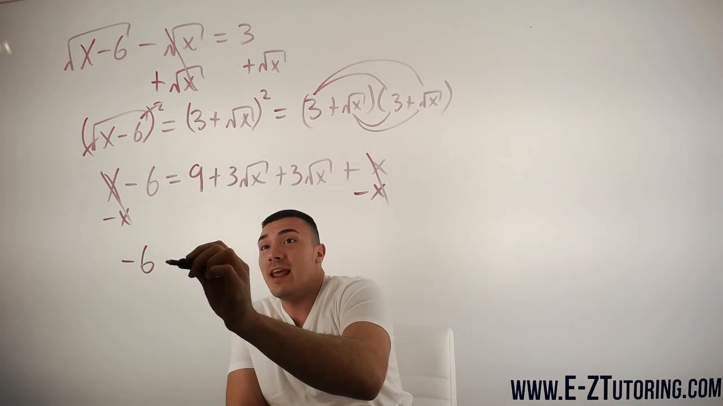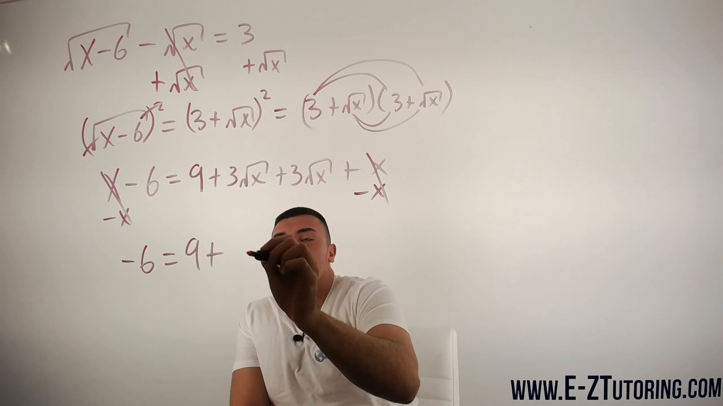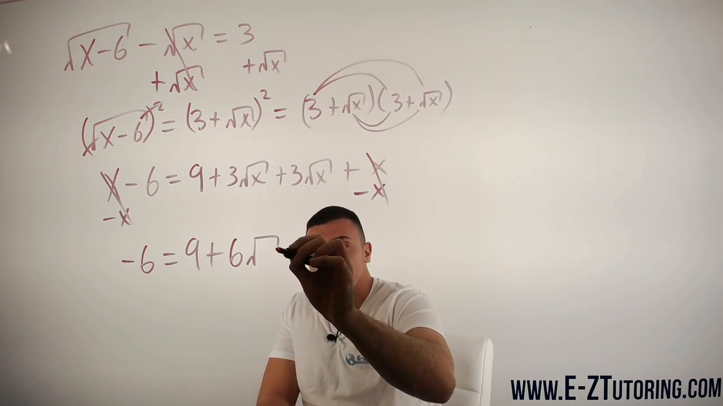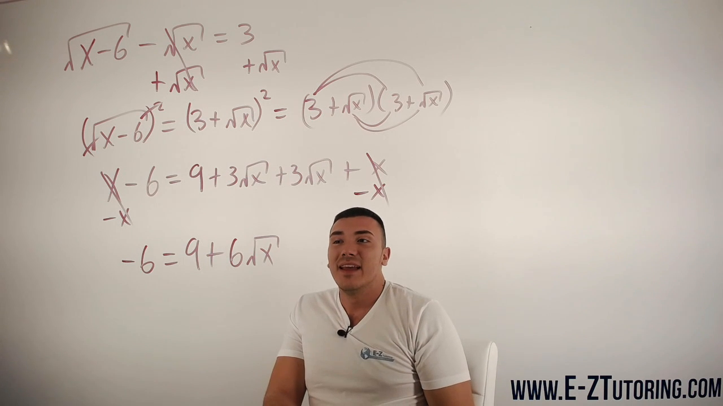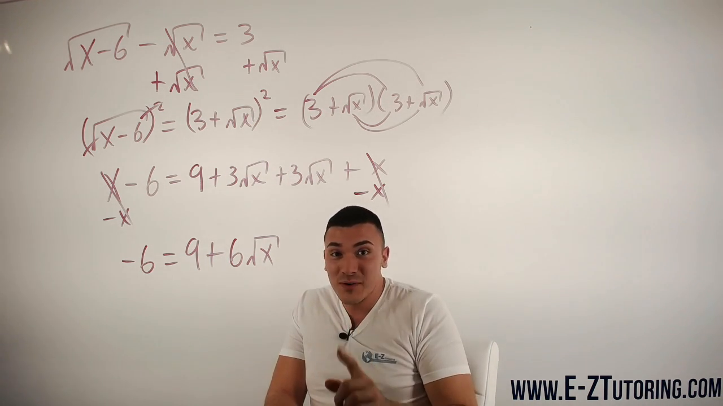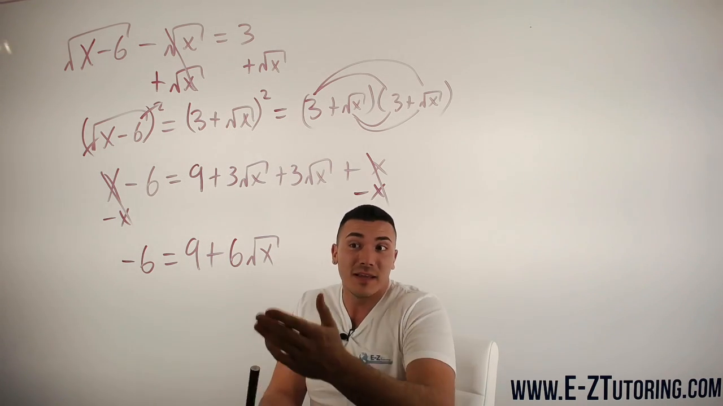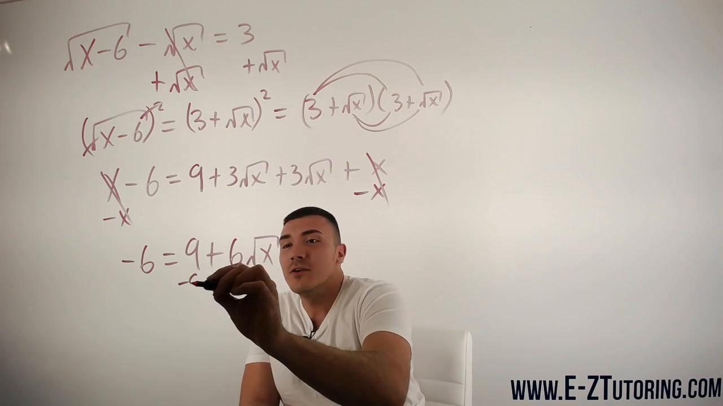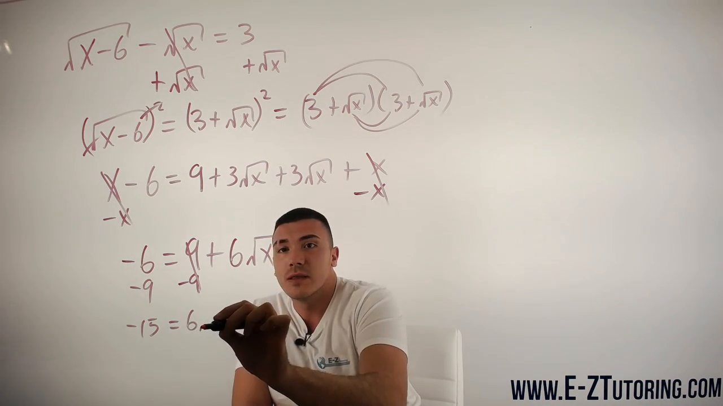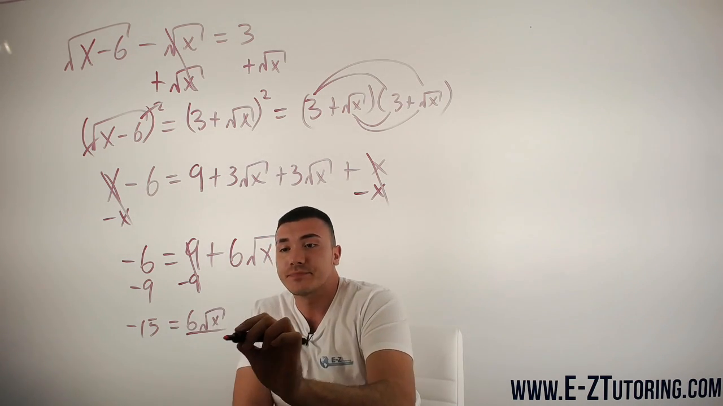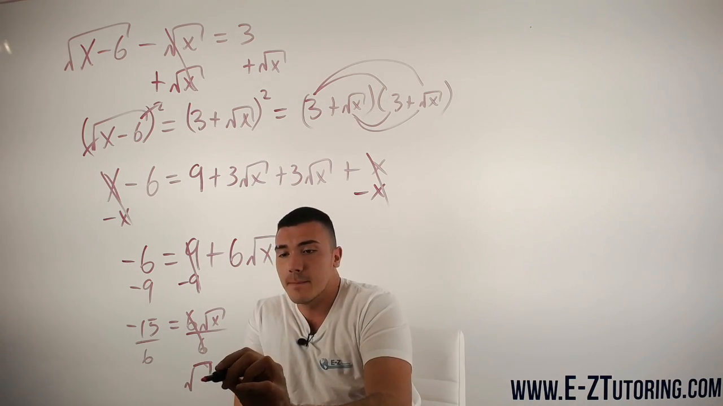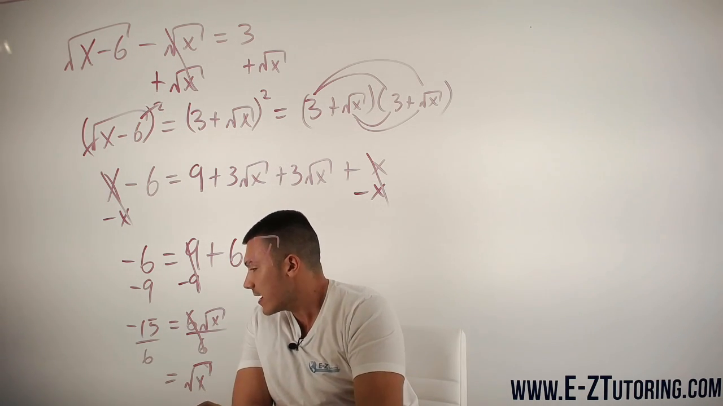So we have negative 6 equals 9 plus 3 root x plus 3 root x will give us 6 root x. And from here, we just have to solve an equation with just one radical, which we already know how to do. You just isolate the radical. So we subtract 9 on both sides. Negative 15 equals 6 root x. Divide by 6 on both sides. Root x equals, do I have room?